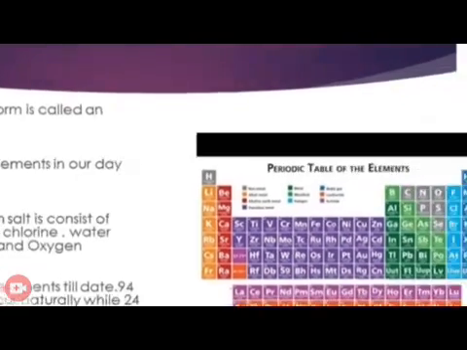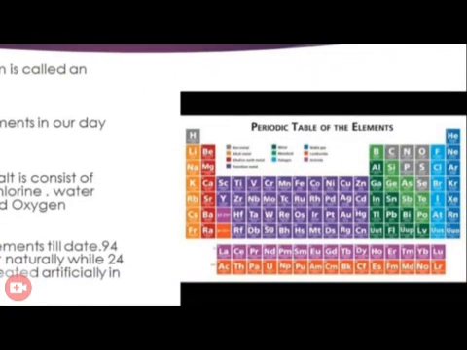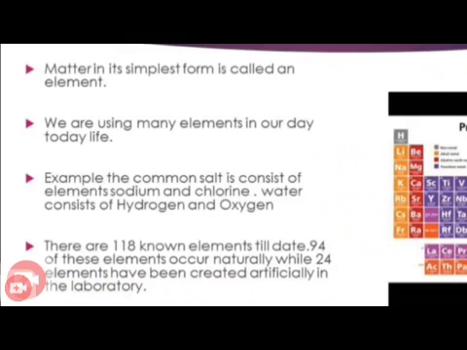So there is the periodic table of elements. Total elements are 118. Out of these 118, 94 occur naturally, but 24 elements have been created artificially in the laboratory.